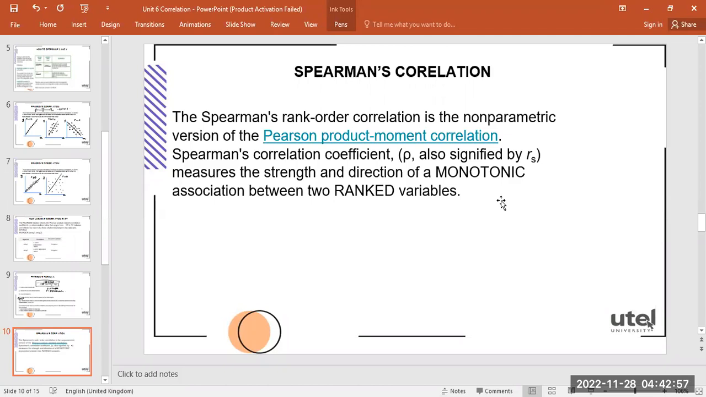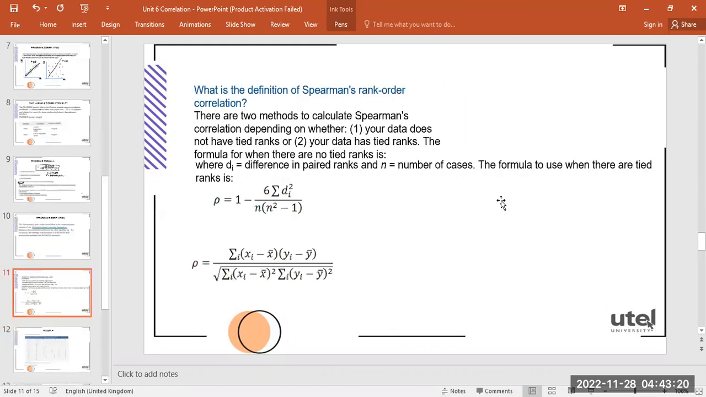So the first thing is that it is the non-parametric version, and it doesn't assume data distribution, while in the case of the Pearson, we assume that the data you are investigating are normally distributed. Also, in the case of the Spearman, we make use of ranked variables. So let's quickly see how we calculate that.